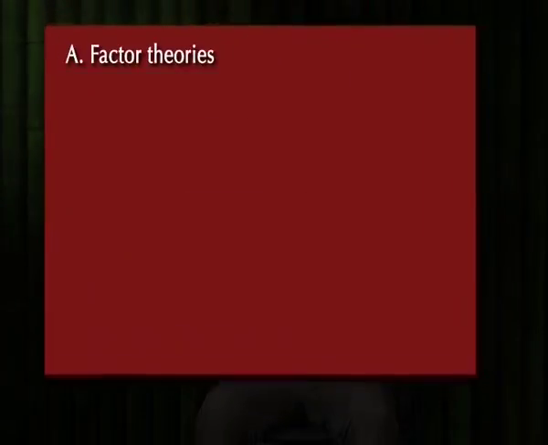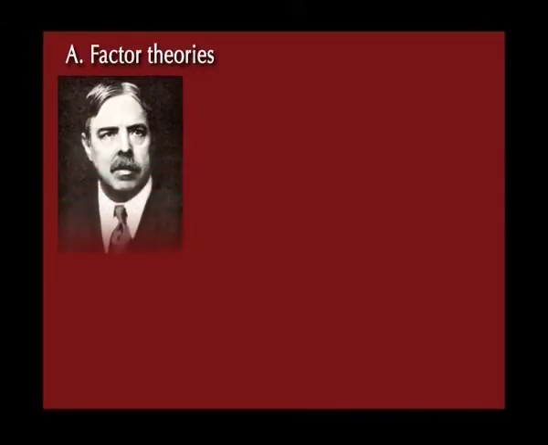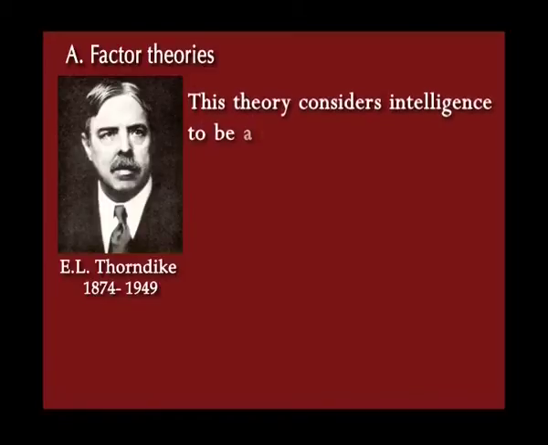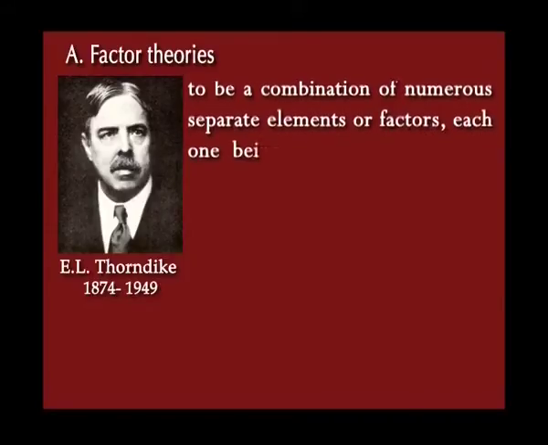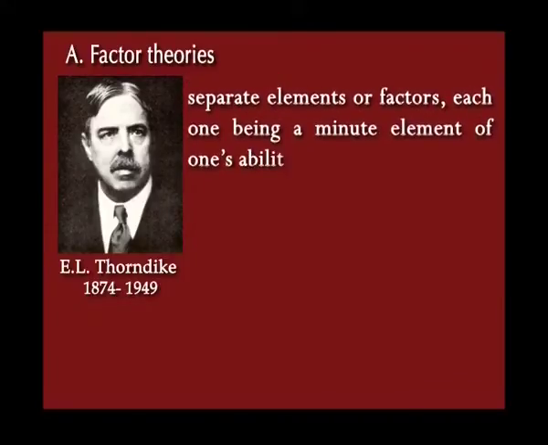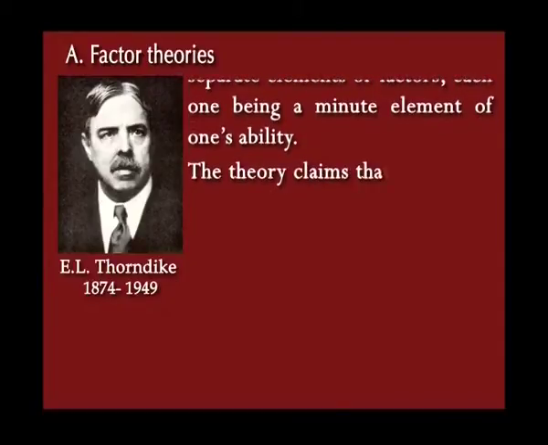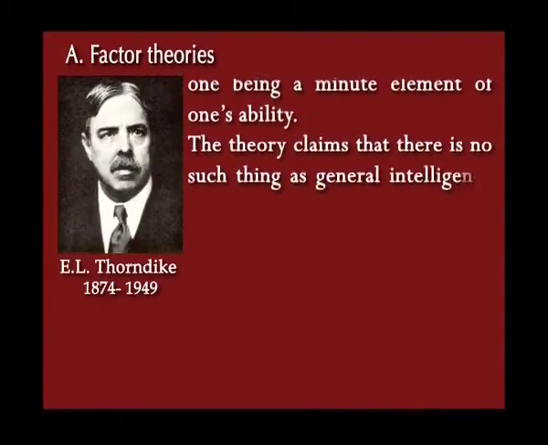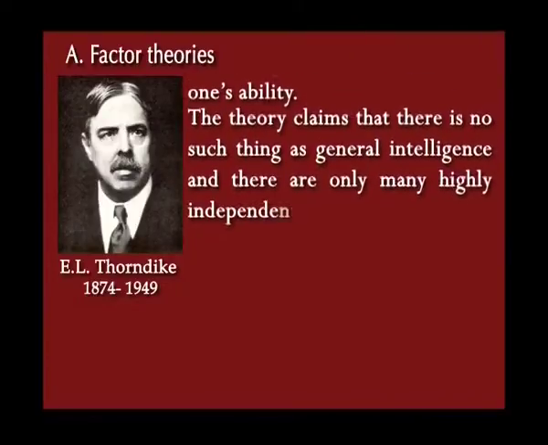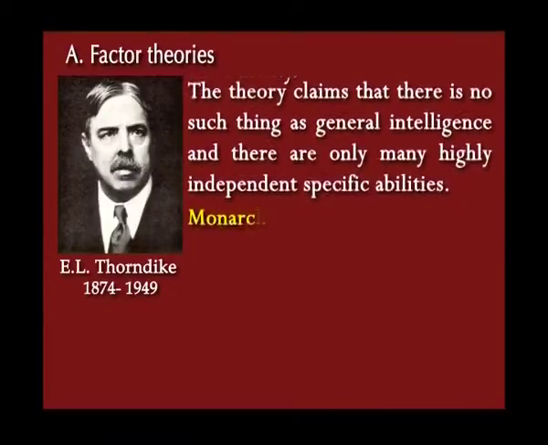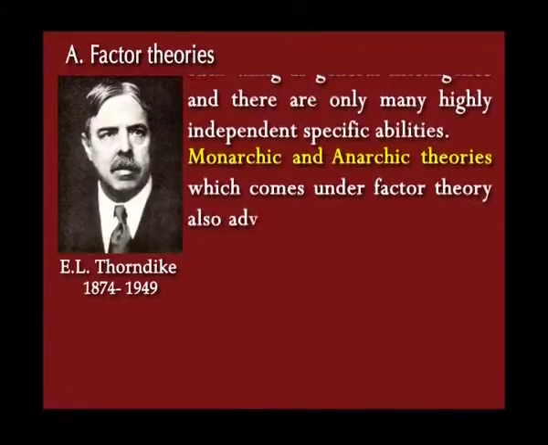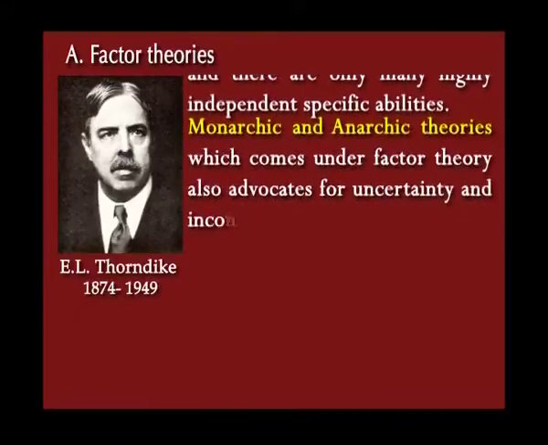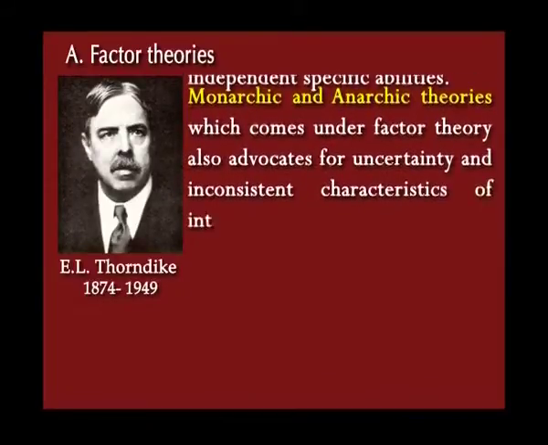Factor theories. The main propagator of this theory was E.L. Thorndike. This theory considers intelligence to be a combination of numerous separate elements or factors, each one being a minute element of one's ability. The theory claims that there is no such thing as general ability, and there are only many highly independent specific abilities. Monarchic and anarchic theories, which come under factor theory, also advocate uncertainty and inconsistent characteristics of the intelligence factor.